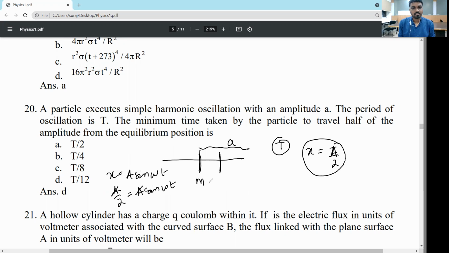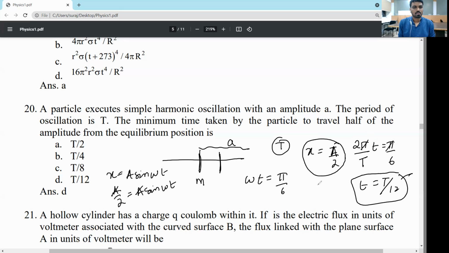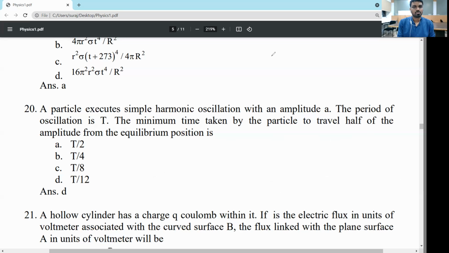A gets cancelled. Omega t is 30 degrees, that is pi by 6. Omega is 2 pi by time period T, so omega t equals pi by 6. Cancelling, t is equal to T by 12. So the answer is T by 12. Clear? Now question number 21.